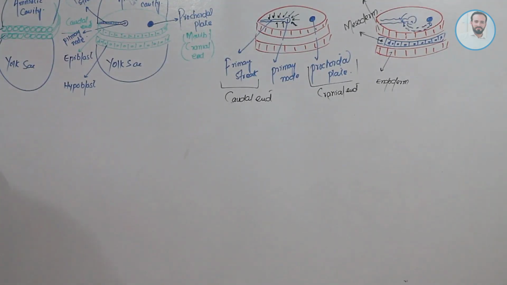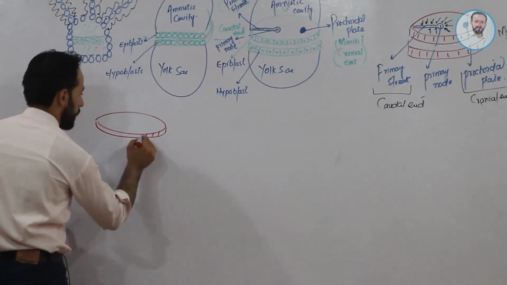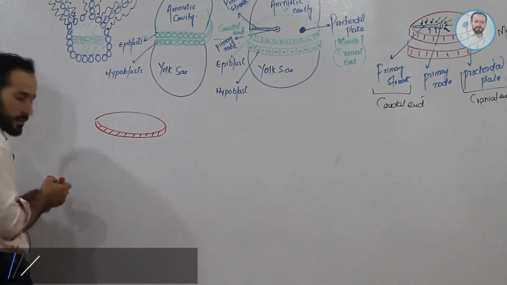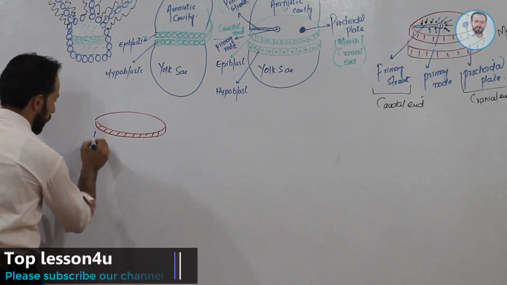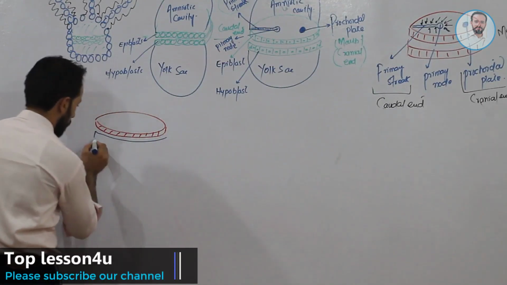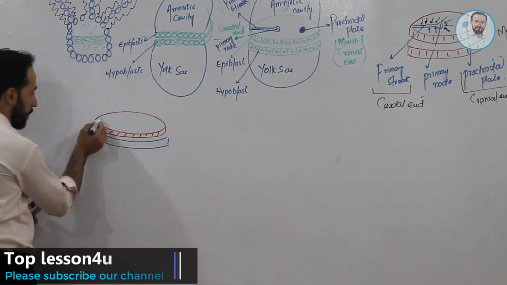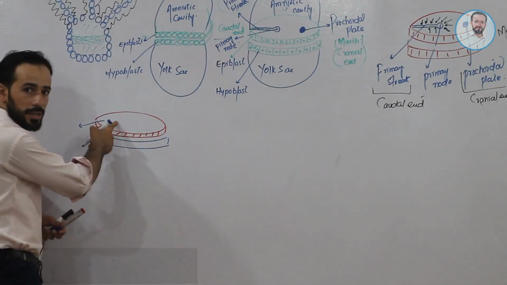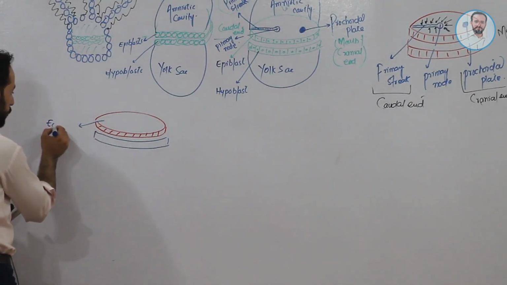For example, this is our epiblast layer, right? And here will be our, okay, now we cannot call it epiblast, we will call it ectoderm.